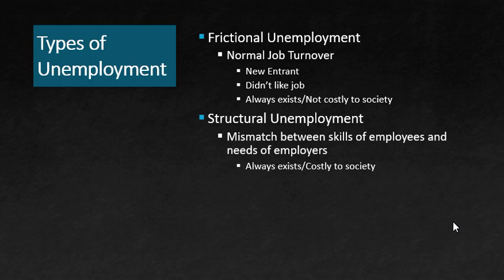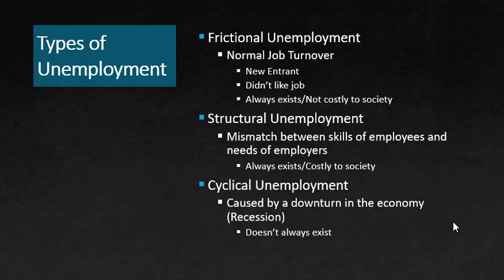Okay, so you've got these skills and the employer needs these skills. Those don't match. That's structural unemployment. That's a little bit more costly to society. It's still going to always exist, but because now these people are going to have to be retrained, we're going to have to put some sort of resources into those people to get them to be able to be employed in some field where employers need that type of employee. So frictional and structural are always going to exist in an economy.